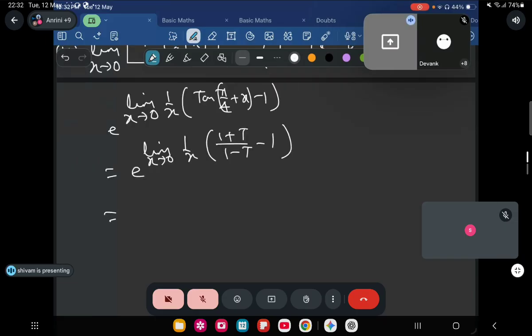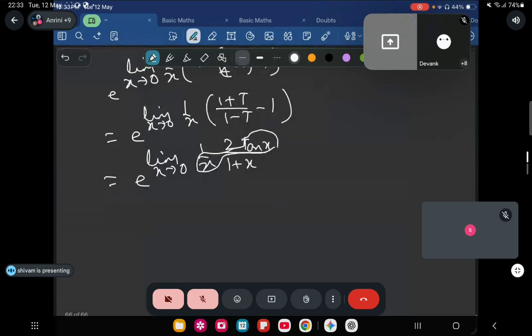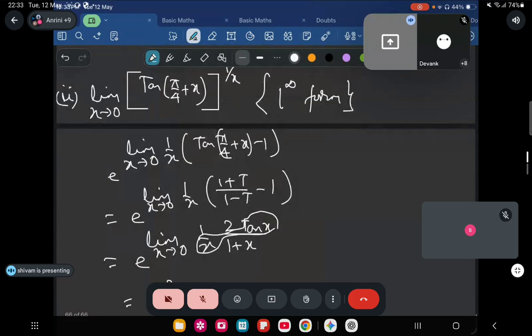Let us simplify. This will become e to the power limit x tends to 0 of 1 by x into ((1 plus tan x) minus (1 minus tan x)), so it will become 2 tan x upon (1 minus tan x). Now what is tan x by x? Tan x by x will become 1. So finally you are going to get e to the power 2 by (1 plus 0), that is 2. I'm getting e square also. So the second one is also e square.